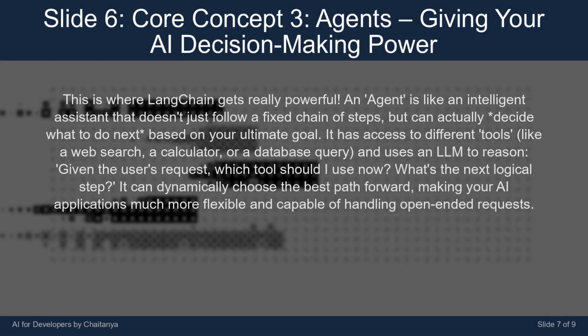This is where LangChain gets really powerful. An agent is like an intelligent assistant that doesn't just follow a fixed chain of steps, but can actually decide what to do next based on your ultimate goal. It has access to different tools, like a web search, a calculator, or a database query, and uses an LLM to reason. Given the user's request, which tool should I use now? What's the next logical step? It can dynamically choose the best path forward, making your AI applications much more flexible and capable of handling open-ended requests.